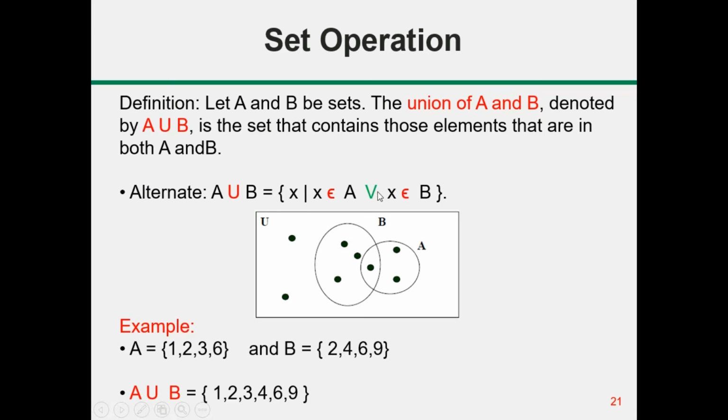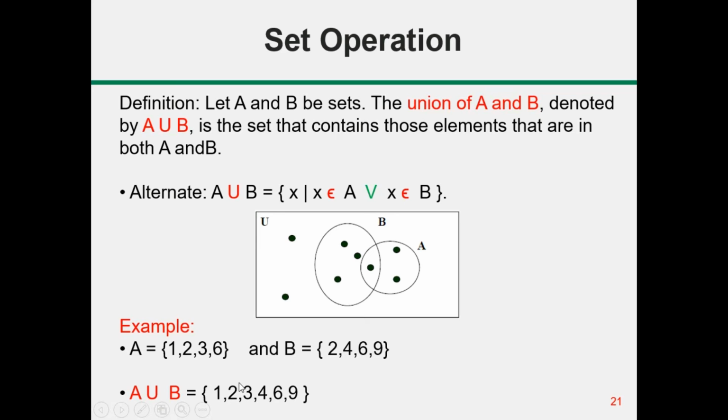And remember this sign, this is a union sign, A union B is the set of X where X is an element of A or X is an element of B. So union means the elements in A and B together. For example, let A be 1 2 3 6 and B be 2 4 6 9. So we can write 1 2 3 4 6 9. We don't have to repeat the numbers, because 2 is in A and it is also in B. So if it is union, we write it once.